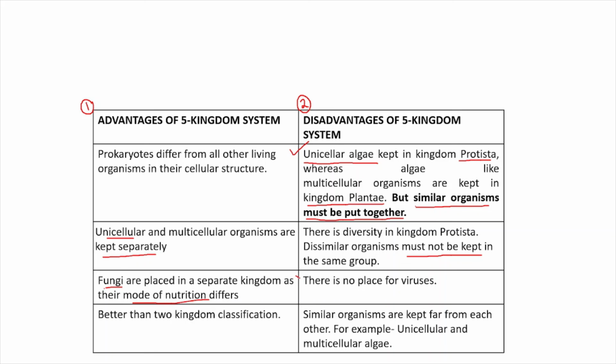There is no place for viruses. So viruses have not been assigned any kingdom, any place in this five kingdom system of classification, and similar organisms are kept far apart from each other. For example, unicellular and multicellular algae. Unicellular algae have been placed under kingdom Protista, and multicellular algae have been placed under kingdom Plantae. So similar organisms, though they are similar, have been kept far apart from each other.